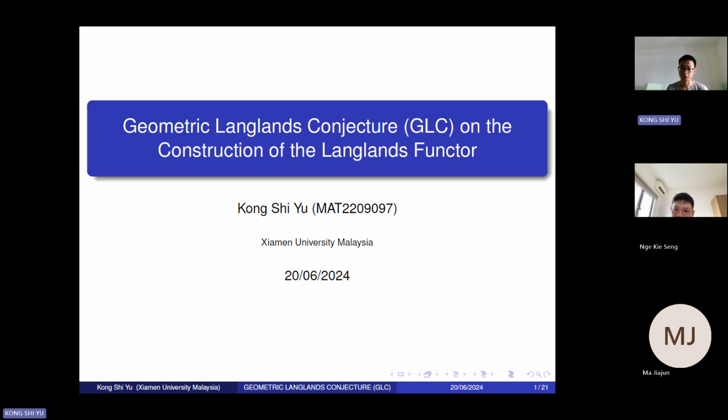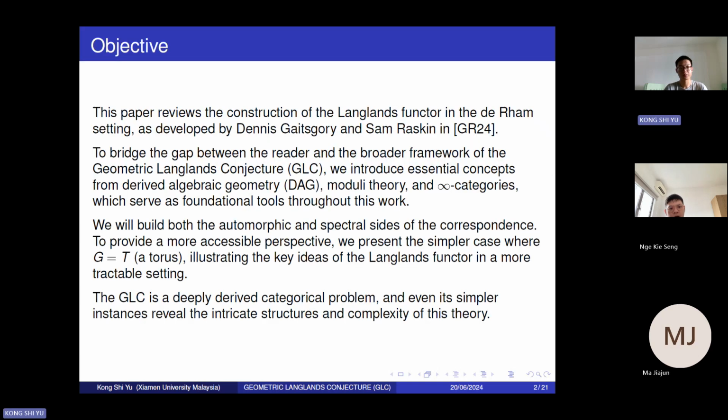So, good afternoon to my supervisor and Dr. Ma. And today I'm going to talk about a very new topic on geometric Langlands, that is the geometric Langlands conjecture. Particularly, I will focus on the construction of the Langlands functor based on the idea from Gaitsgory and Raskin. In this paper, what I have done is review the major tools being used by Dennis and Sam in the construction of the Langlands functor.